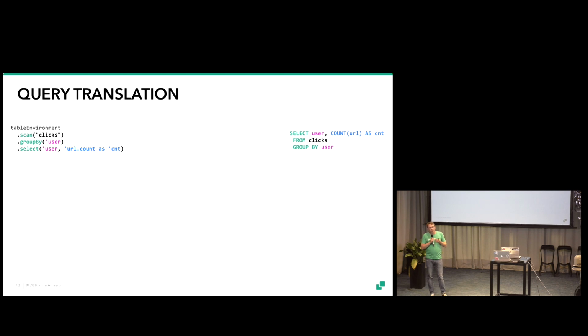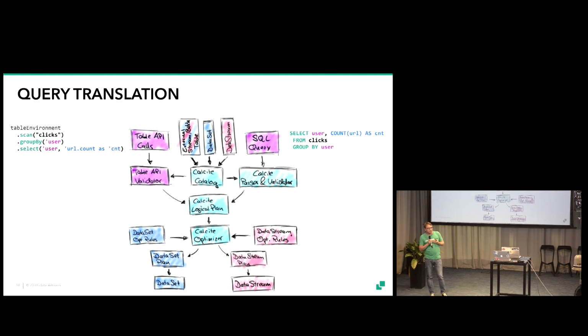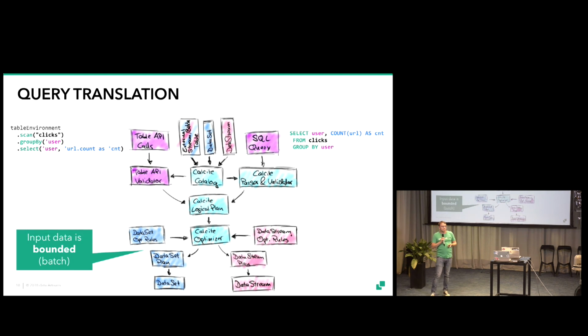And how are these queries translated? So we're using Apache Calcite. We're building that on Apache Calcite, which is a query parser, query optimizer framework in Apache. And so the Table API here on the top left, the SQL query on the top right, they both are translated into a common representation here, like a logical plan in Calcite.